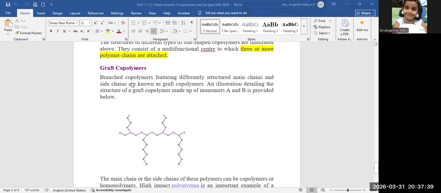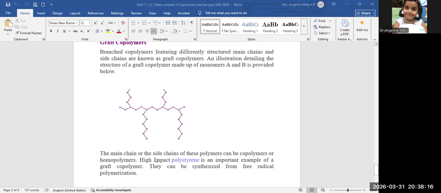Okay. So the last one is graft copolymers. Branched copolymers featuring differently structured main chains and side chains are known as graft copolymers. The main chain is present, the side chain is also present, with a different structure. So A-B molecules. In graft copolymers, based on the A chain, from the A the B monomer will be attached, and from the A again the B monomer will be attached. That is called a graft copolymer.